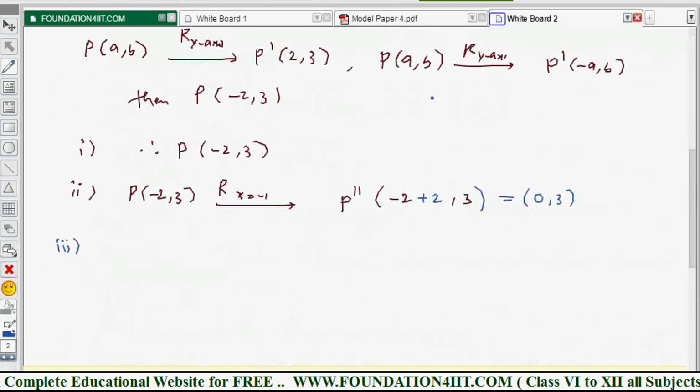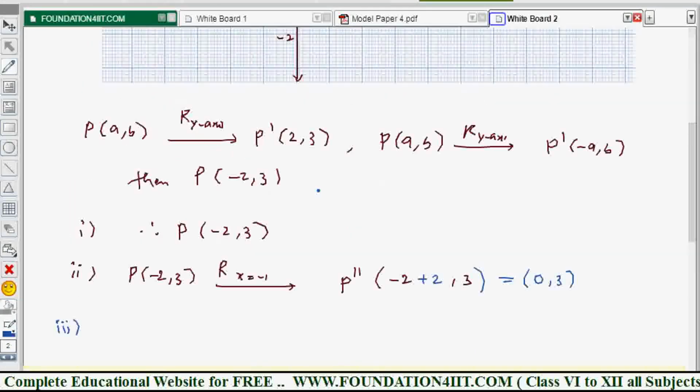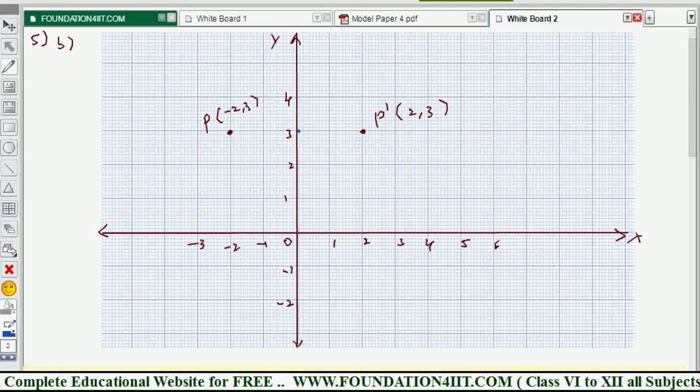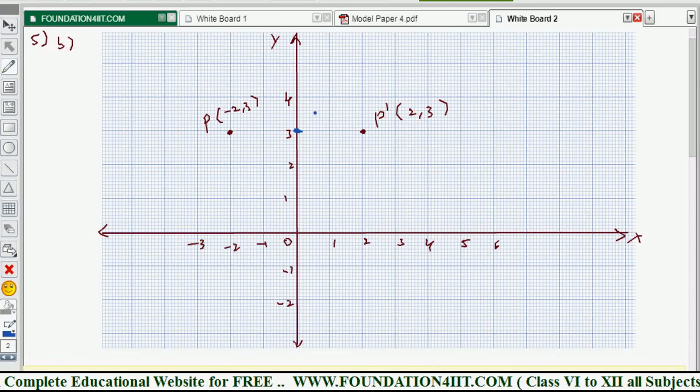So in this graph, 0 comma 3 is here. P double dash is 0 comma 3.